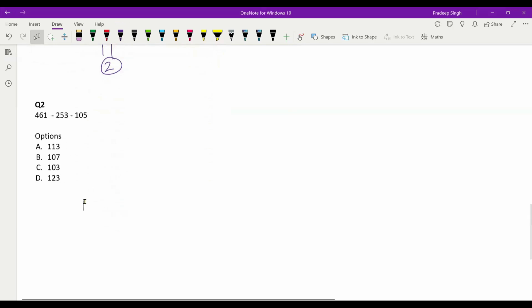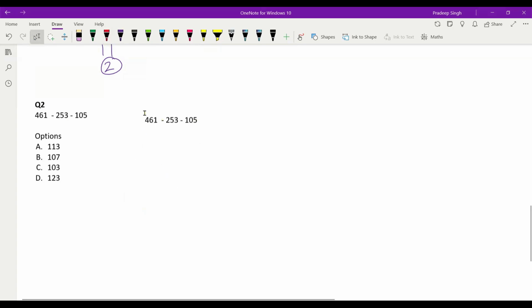Question number 2. Now for this, I want you to pause the video. Please try to solve this question on your own and only then proceed ahead to watch the solution. So yes, go ahead, pause the video and solve it. This question is not entirely straightforward. The expression was 461 minus 253 minus 104. So we will observe something peculiar in this.